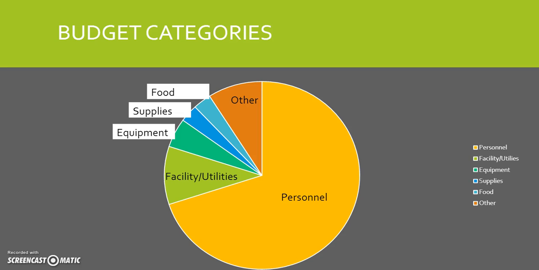Facility or utilities is typically 10%, but this may vary based on the location, based on the part of the country, and based on the type of building. Equipment, 5%. Supplies, 3%. And supplies is probably the best way to save money as far as getting donations or having parents even send in supplies you might need. Food, 3%. This is going to vary depending on what type of program you have. Do you serve lunch or do you serve snacks? Other, 9%. These percentages will differ depending on the program and then your geographical area.